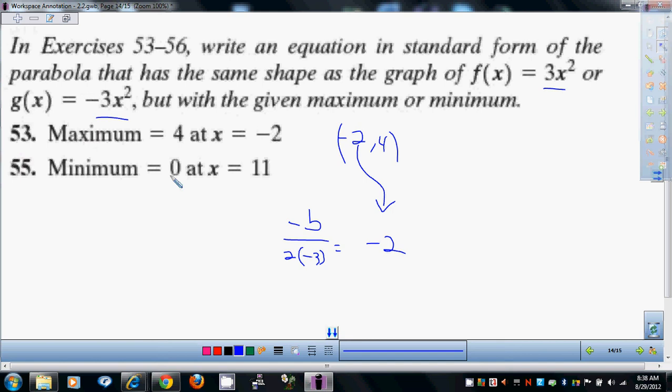Are there any questions about how we would go about working it? It's going to work the exact same as the last slide. Would somebody like to see 53 or 55 worked out to its completion? And if so, which one? All right.